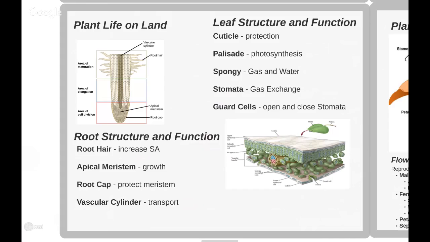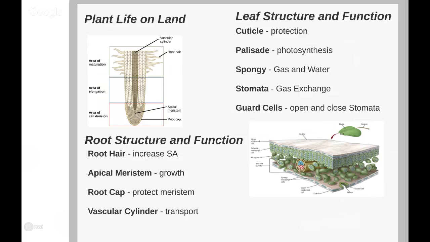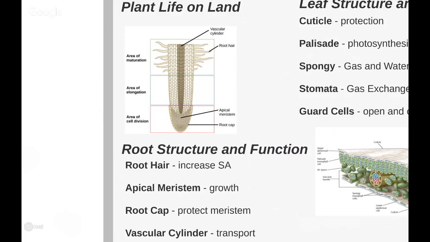Okay, other adaptations to life on land. First, you have roots. The root structure and function. Basically, roots are for absorbing water and minerals from the soil. So plants have part of their body structures living below ground where they need to absorb water and get minerals and so forth from that soil. The root hairs help increase surface area for water absorption.